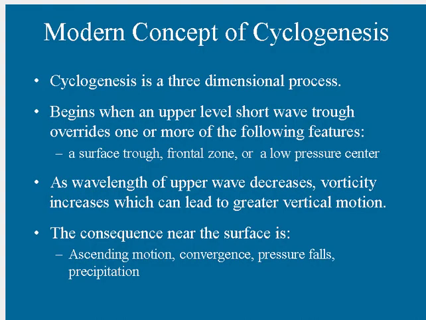Throughout the remainder of the 20th century, meteorologists came to understand that cyclogenesis is a three-dimensional process, which begins when an upper level system overrides some boundary layer features such as a surface trough, a frontal zone, or a low pressure center. The consequence near the surface, the thing that concerns us as forecasters, is the ascending motion, convergence, pressure falls, precipitation, and winds.